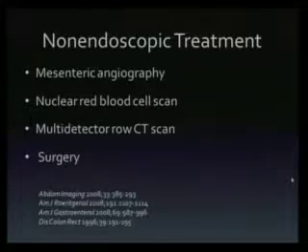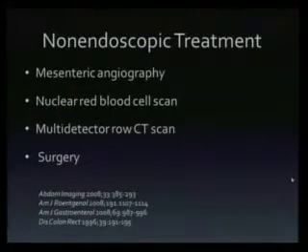It is classically the technique that we use to identify individuals who have GI bleeding that we cannot identify a source for. It requires a rate of 1 mL per minute in order to see it. Nuclear red blood cell scanning is a technique that is able to detect a bleed of 0.1 mL per minute.